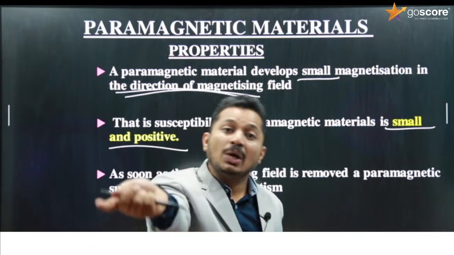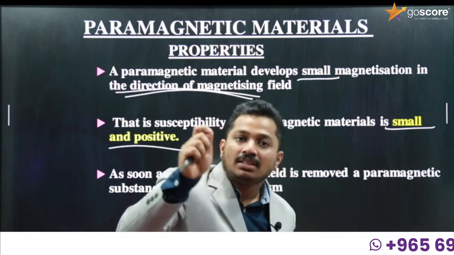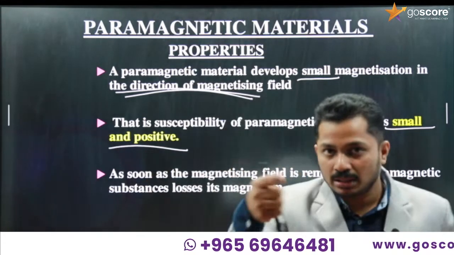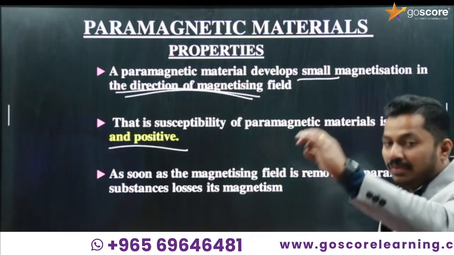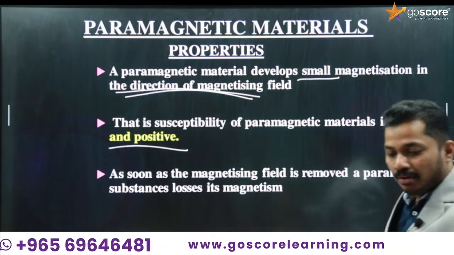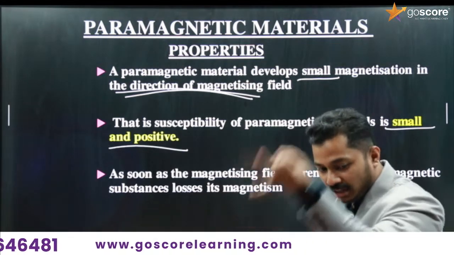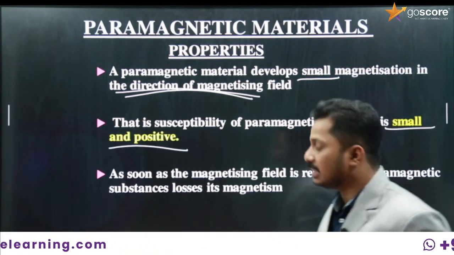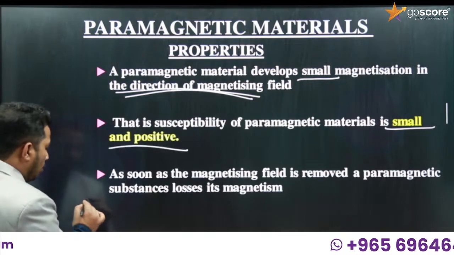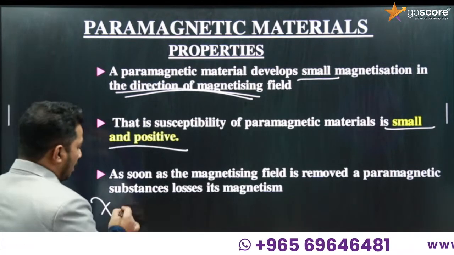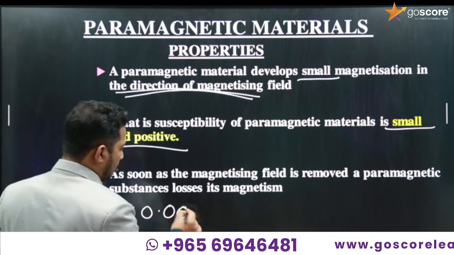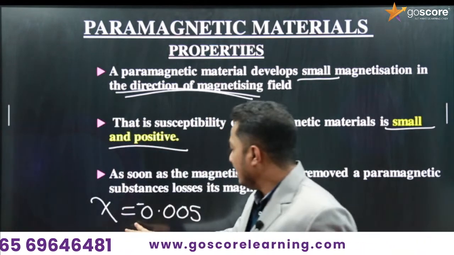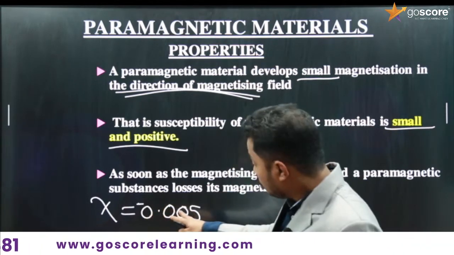So what is the significance of susceptibility? By looking at the value of susceptibility, we can say whether the material is paramagnetic or diamagnetic, as well as ferromagnetic too. Once we reach ferromagnetic material, I will explain that. If it is negative and small, for example, the symbol for susceptibility is chi. If chi is equal to negative 0.005, susceptibility doesn't have any unit.